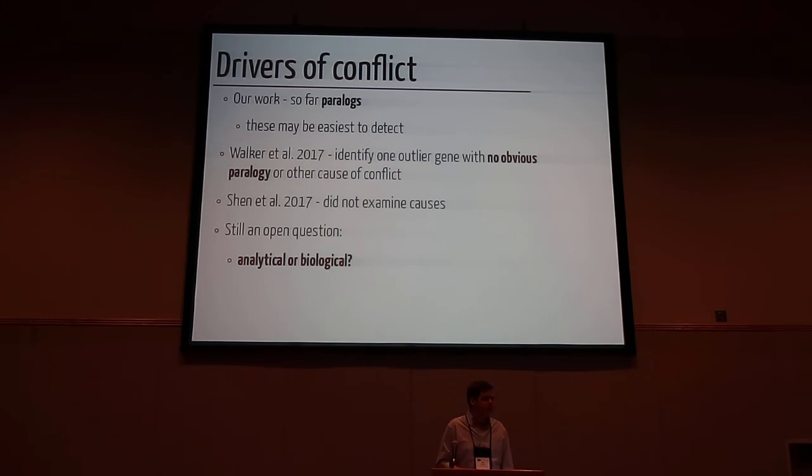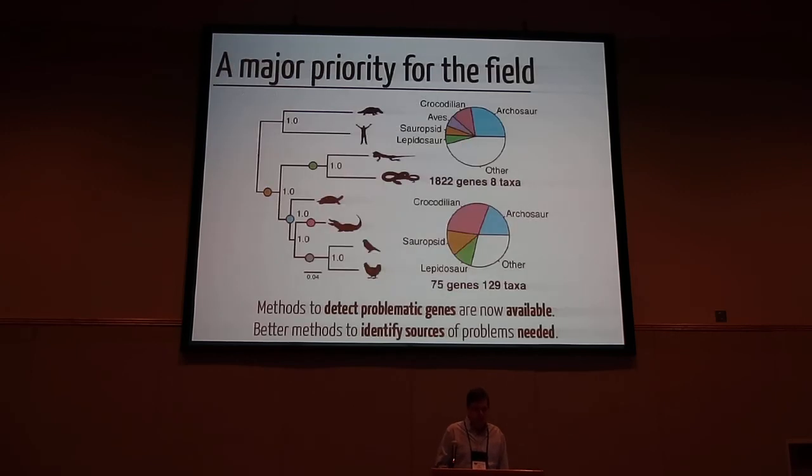Are these mostly analytical problems, issues with how we assemble our data sets, or are these biological problems, driven by incomplete lineage sorting or something like that? This really needs work. So, to wrap that up, I would suggest that this is a major priority for the field going forward. These pie charts, these aren't all paralogs, right? This is a complex mixture of different problems that lead to a pattern like this.